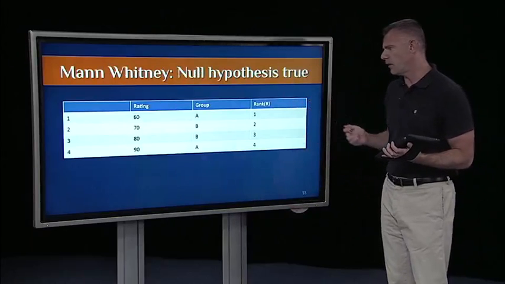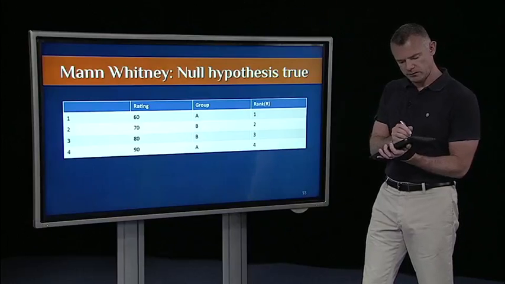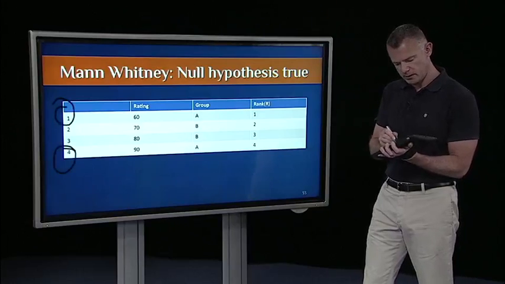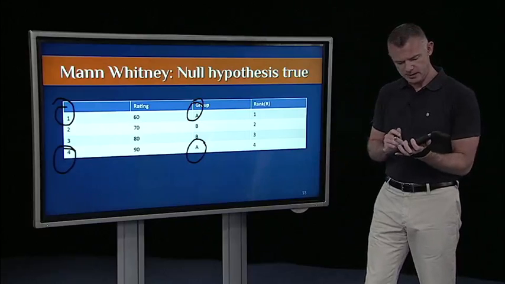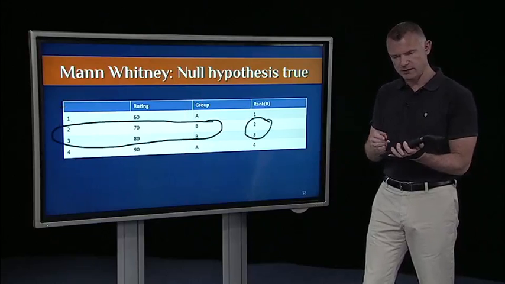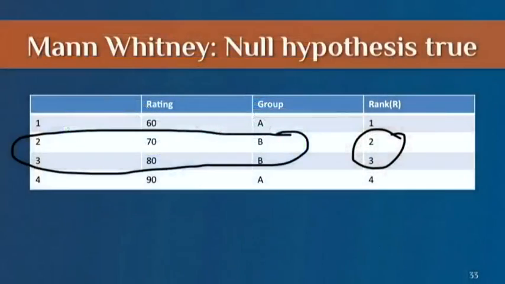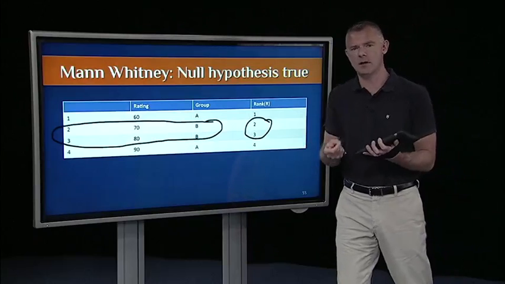Here's an example where the null hypothesis would be true. I just put the first and last rater in group A, and if I sum their ranks, I would get a sum of 5, and the same for group B. If I sum their ranks, I would get 5. The total of all sums is 10, so in either case it would be 10 minus 5. My Mann-Whitney U value would be 5, or half of the total possible sum. That's exactly what we would expect if the null hypothesis were true.